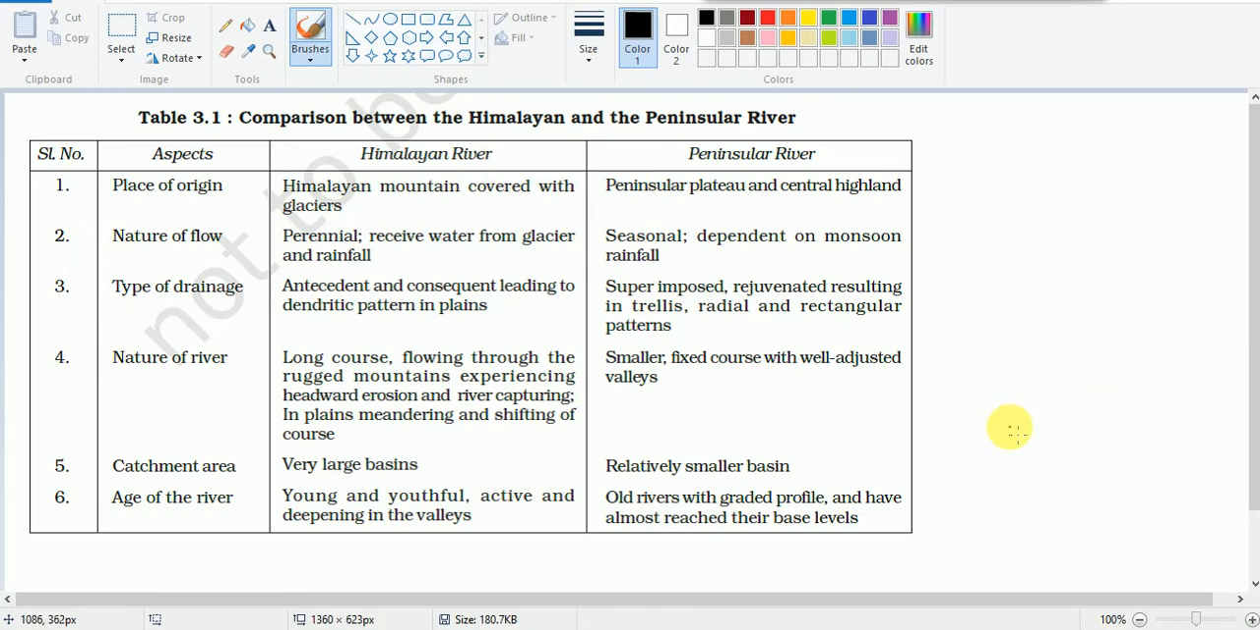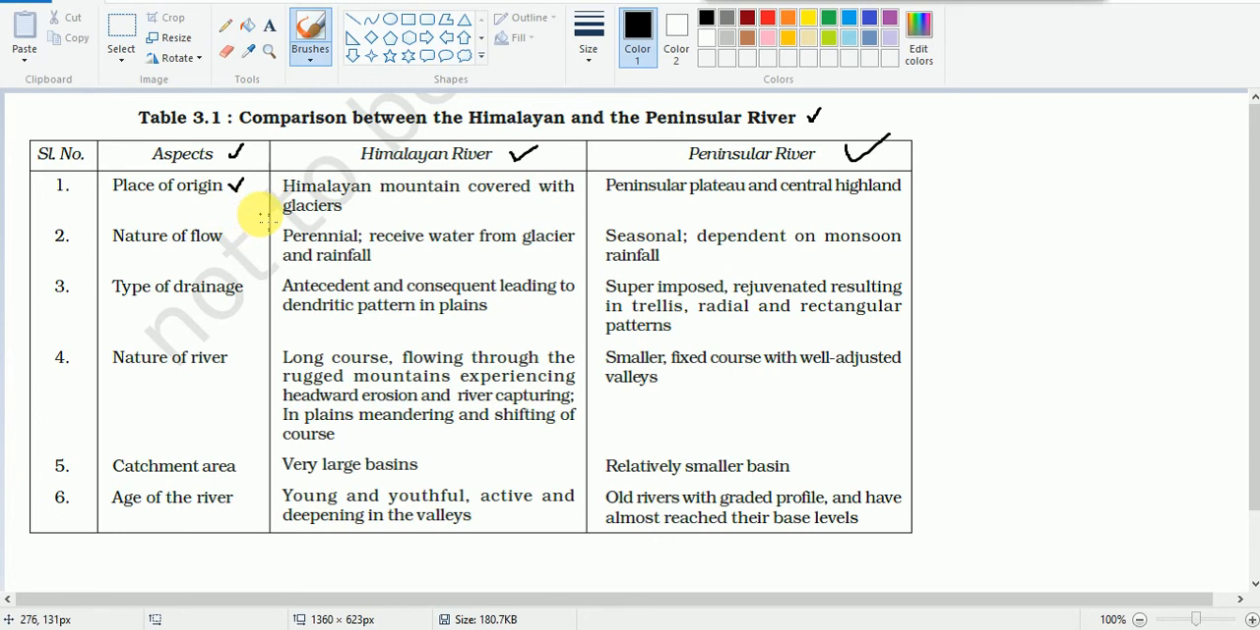So this is table number 3.1, comparison between the Himalayan and Peninsular rivers. In this column, the aspects or bases for comparison are given, and in the next two columns you will find the characteristics for comparison. So on the basis of place of origin, let us compare the Himalayan rivers with the Peninsular rivers.